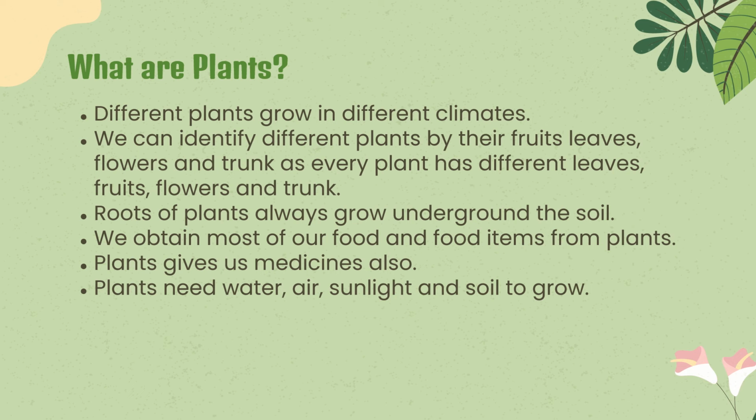Roots of plants always grow underground in the soil. We obtain most of our food and food items from plants. Plants give us medicines also. Plants need water, air, sunlight and soil to grow. So what are the main necessities of plants? It is water, air, sunlight and soil. Hope you understand what are plants.